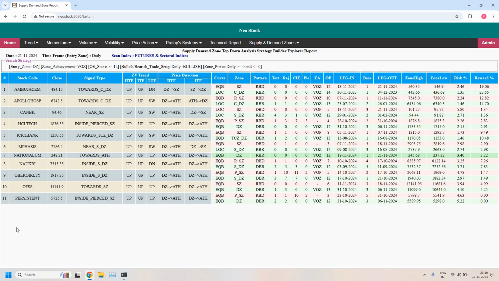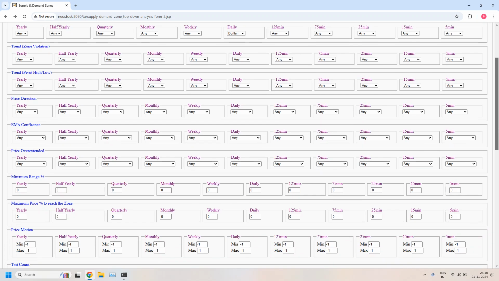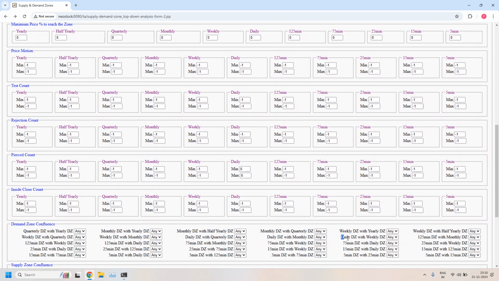With these filters, we got 11 stocks. All these 11 are supporting bullish trade setup for monthly income trade. Entry zones are daily demand zones. In all these 11 daily demand zones, there could be some high probability setup supported stocks might be available. Let's find them based on first filter LTF and ITF demand zone confluence. That is a daily and weekly demand zone confluence. So I am enabling the filter daily demand zone with weekly demand zone confluence.